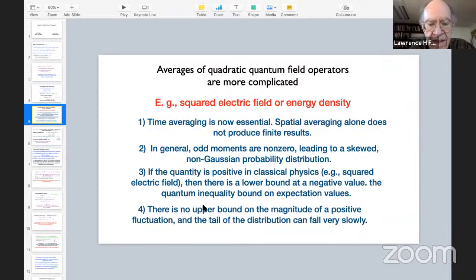So that means that the probability distribution actually has a lower bound on it. That is, the tail of the probability distribution, this is basically a lower bound on the probability distribution at some finite negative value. It actually cuts off. But there's no upper bound, so you can have arbitrarily large positive fluctuations. And another interesting feature that we'll discuss in a moment is that the tail can actually fall very slowly, so you can find unexpectedly large positive fluctuations.